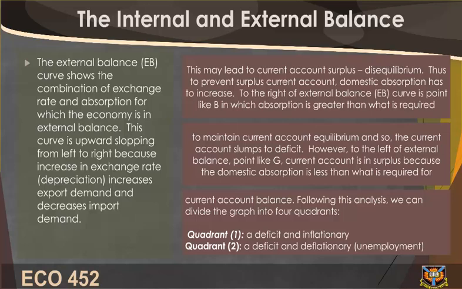However, to the left of external balance, at a point like G, the current account is in surplus because the domestic absorption is less than what is required for current account balance.